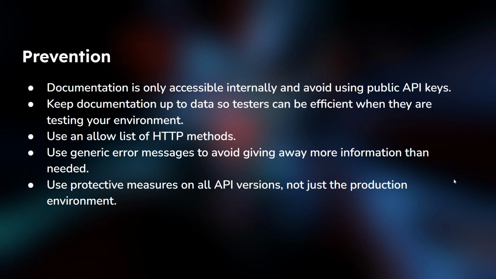Use generic error messages to avoid telling the attackers more information than they need. Use an allow list for your HTTP methods. I shouldn't be able to just patch or delete, or use those other methods to do things I shouldn't be able to do. And then keep your documentation up to date so that testers can be efficient when they're testing your environment.